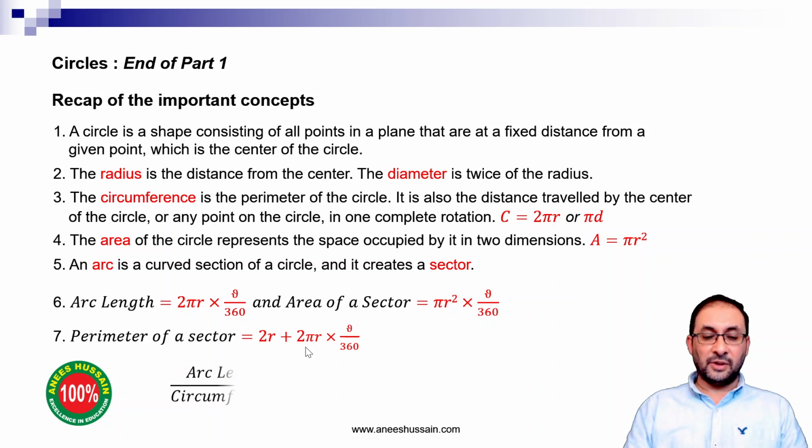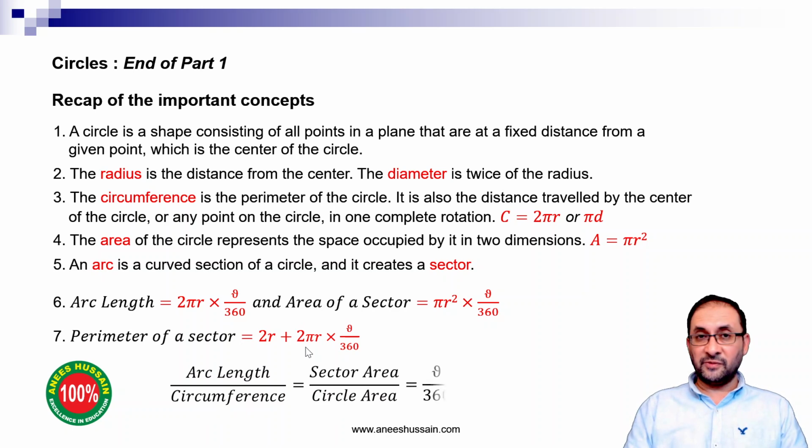And last but not the least, the ratio between the arc length and the circumference is equal to the ratio between the sector area and the circle's area, which is equal to the ratio between the central angle theta and the total angle, which is 360 degrees.